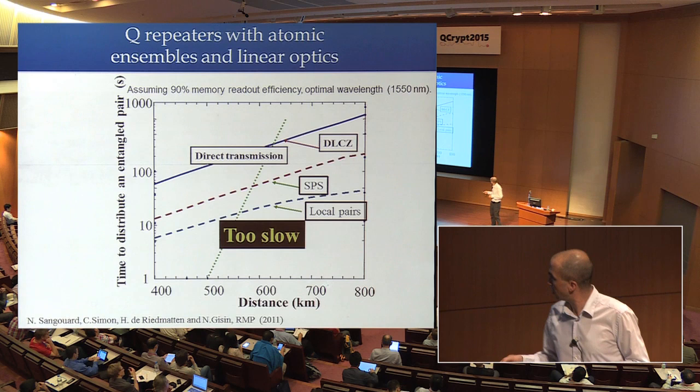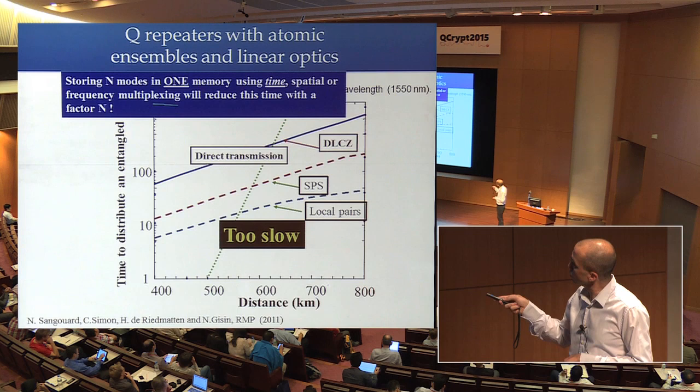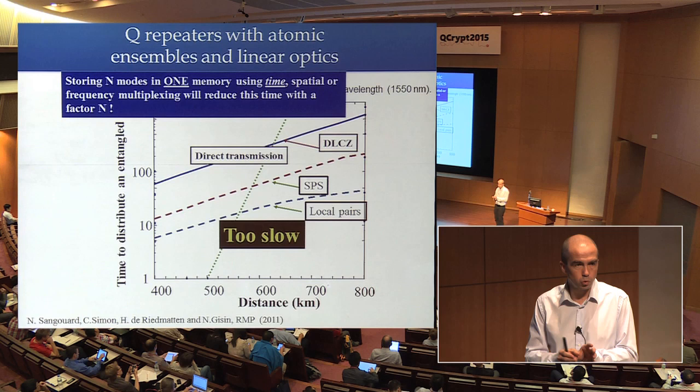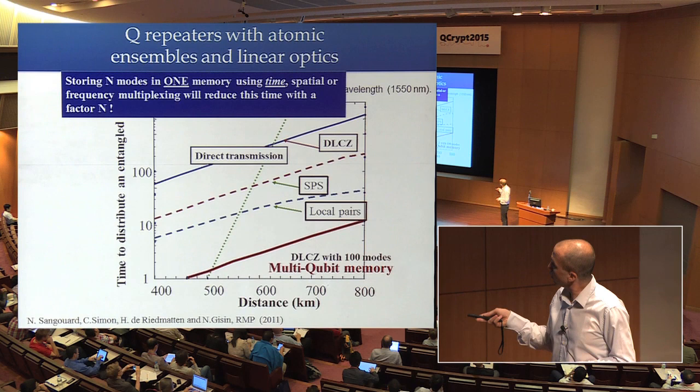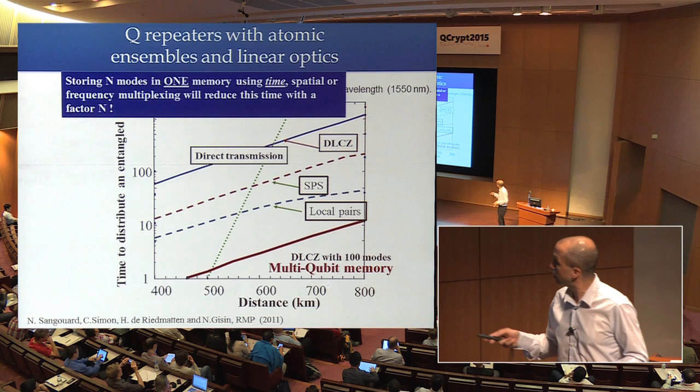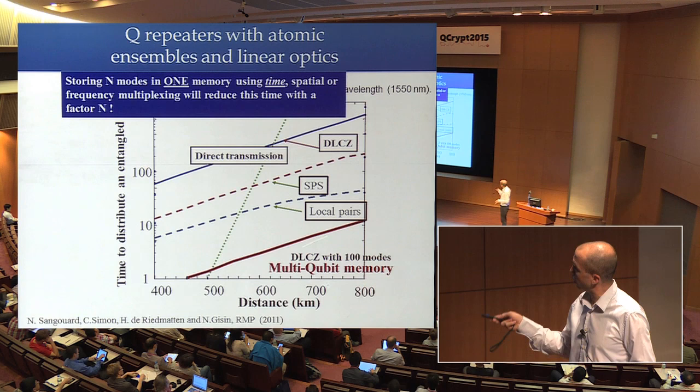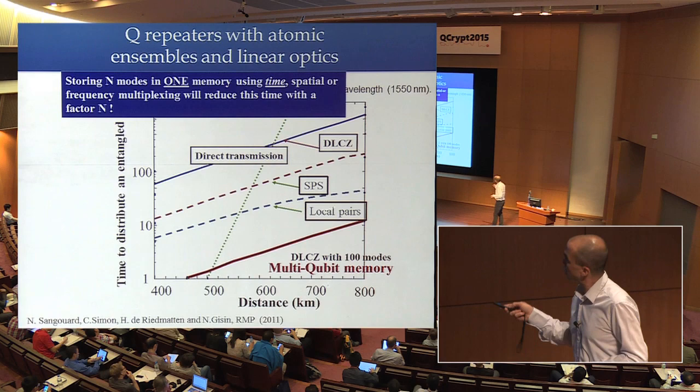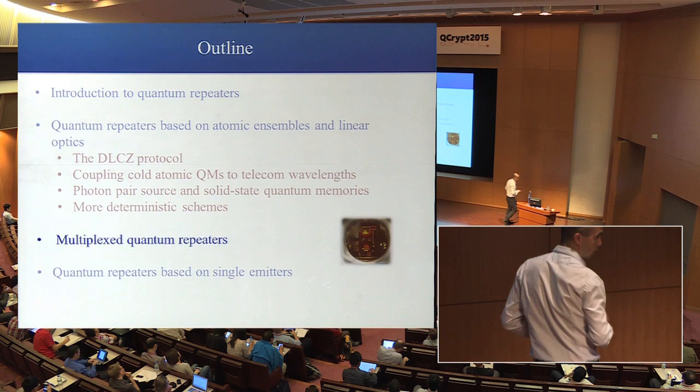The thing is, if you are now able to have a memory that can store not only one mode, but many modes, so basically we want to do some multiplexing. If you can do this multiplexing, you can basically increase the rate of generating entanglement in the first link by a factor of n. So if you have 100 modes, you could go down here. If you go to 1,000 modes, you could even go lower, and so on. So this actually is a very interesting path, and I want to explain to you a bit more in detail how it works.